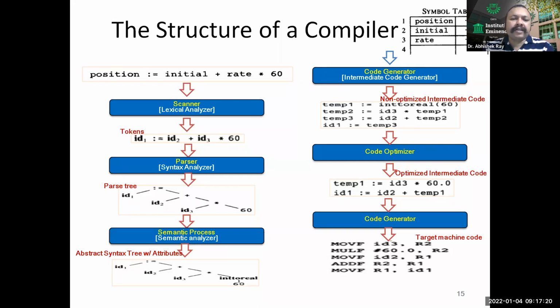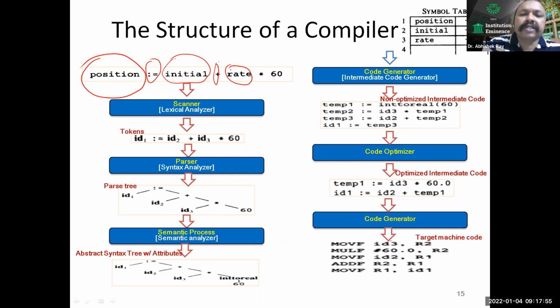Now, the objective of the lexical analyzer is to generate the tokens. So how many tokens can be generated here if we consider this is in C language, along with the equals to? Position is one of the tokens, because a token is nothing but a specific sequence of characters generating a word. This initial could be another token. Plus is a token. Rate is a token. Star is a token. 60 is a token.